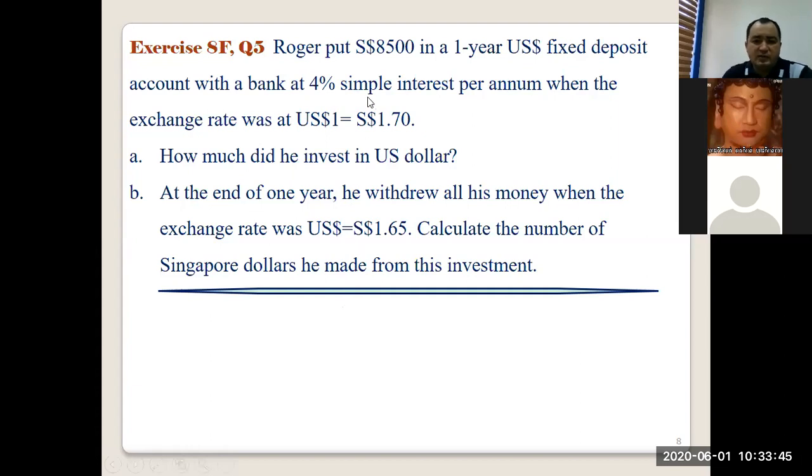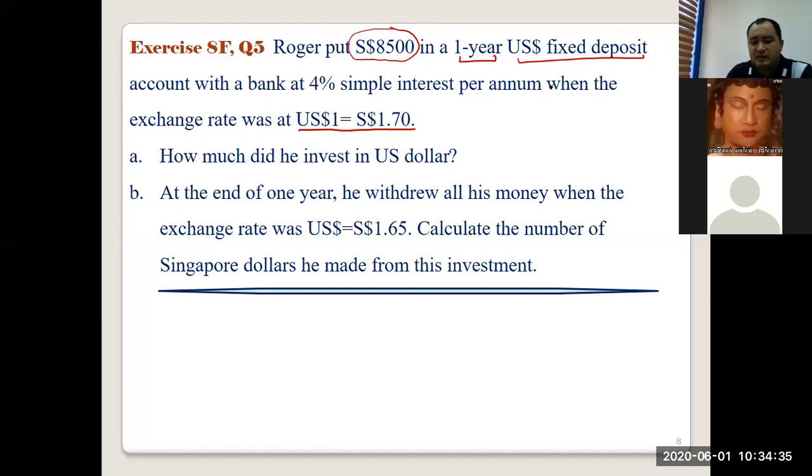Roger puts 8,500 Singapore dollars in a 1-year US dollar fixed deposit account with a bank at 4% simple interest per annum, when the exchange rate was this: 1 US dollar is equivalent to 1.70 Singaporean dollars, right? You understand the question, right? Roger has some money in Singaporean dollars, 8,500, and he's saving his money in a bank for how much time? What's the period of time? It is 1 year, and US dollar fixed deposits.